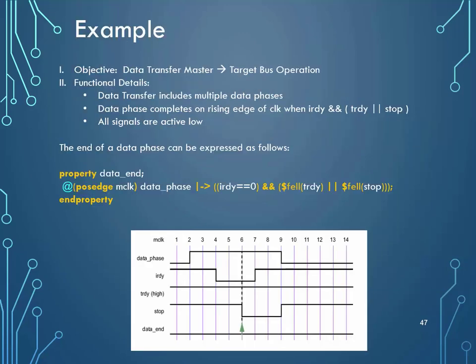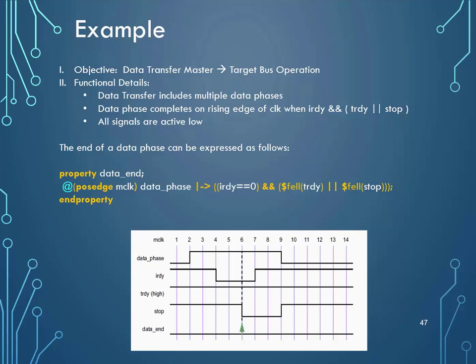This example is interesting. First, let's go to the picture and see where the statement is true, starting from that part. So we have this sequence that is true just at this time. But if we look at the graph, we see that the stop signal is falling, the T ready is high, the I ready is low, and the data phase is high.